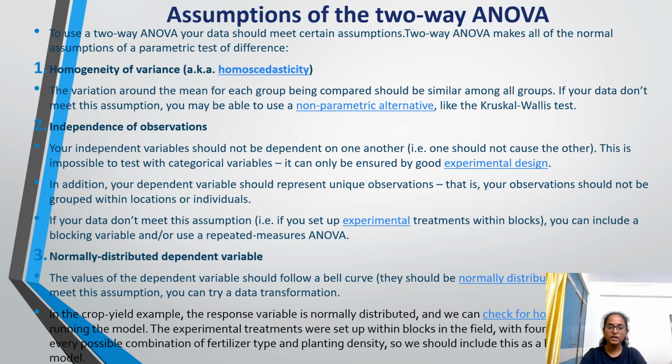Normally distributed dependent variable. The values of the dependent variable should follow a bell curve. They should be normally distributed. If your data don't meet this assumption, you can try a data transformation. In the crop yield example, the response variable is normally distributed and we can check for homogeneity when running the model. The experimental treatments were set up within blocks in the field with every possible combination of fertilizer type and planting density, so we should include this in the model.